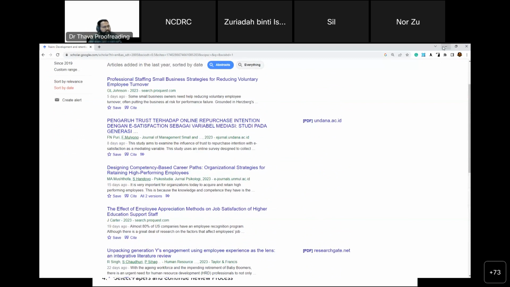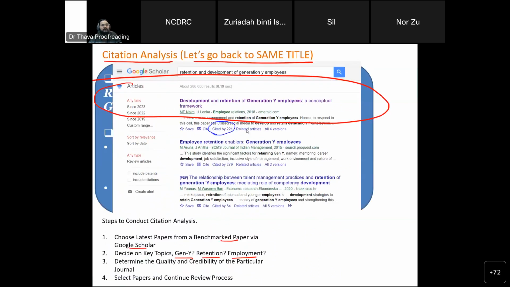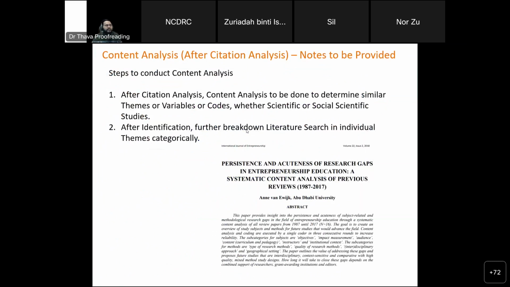From there, citation analysis is conducted. And then whatever content you have taken, you do content analysis. Whatever papers you want to analyze, you use the content analysis technique. Steps to conduct content analysis: after citation analysis, content analysis is done to determine similar themes, variables, and codes, whether in scientific or social scientific studies. After identification, further break down the literature search. Now you do the next round of literature search on your individual themes, individual variables, and individual codes that you have broken your literature into.